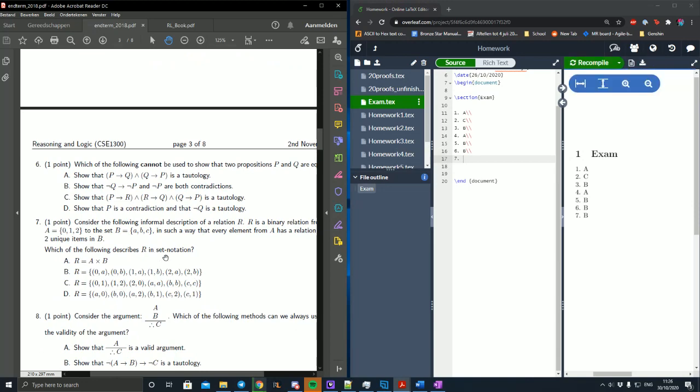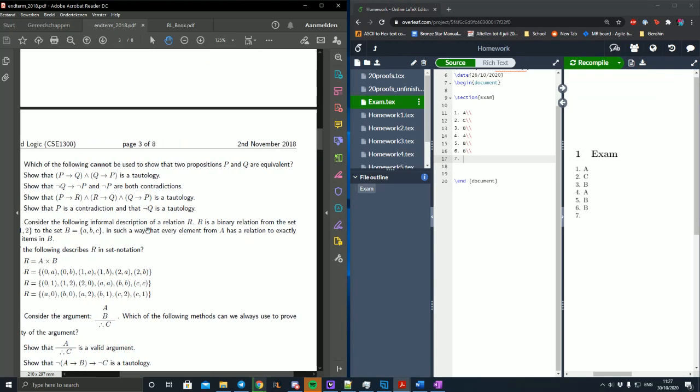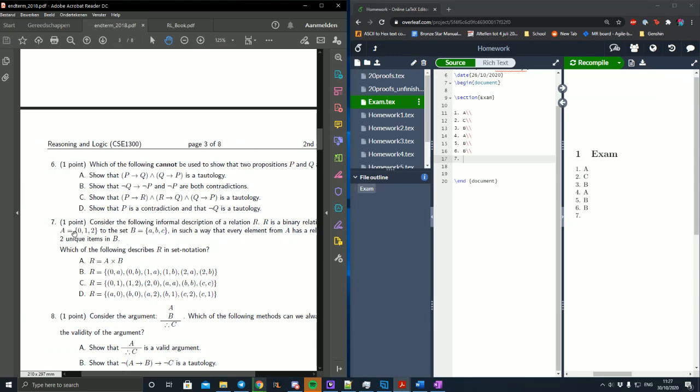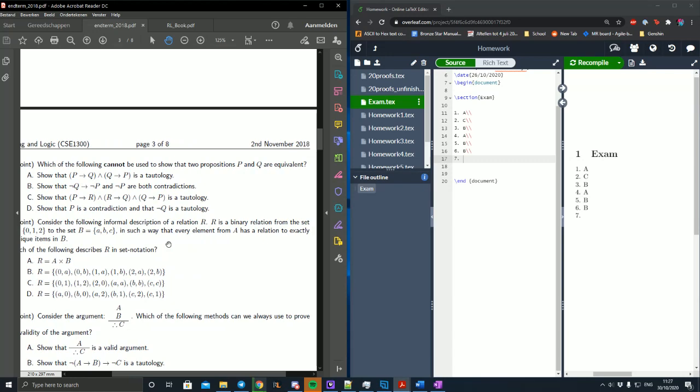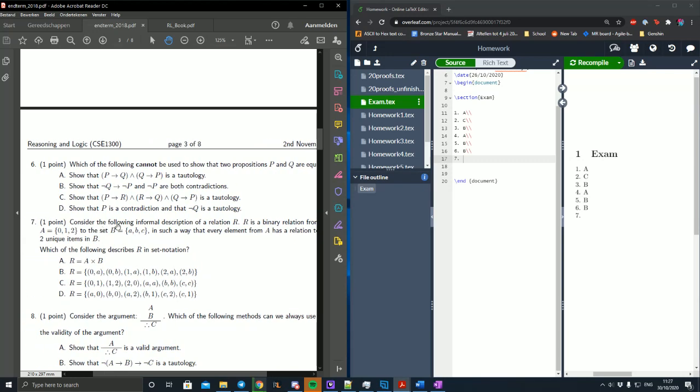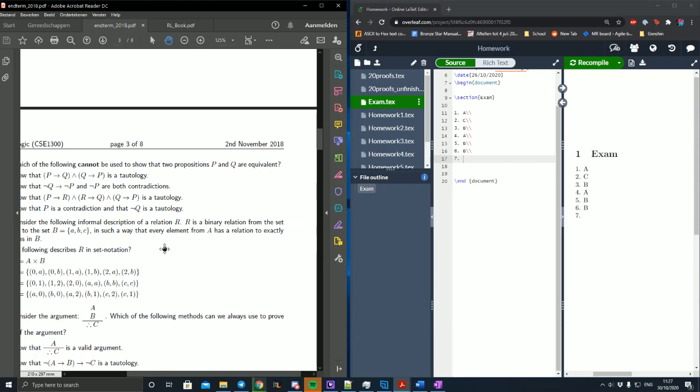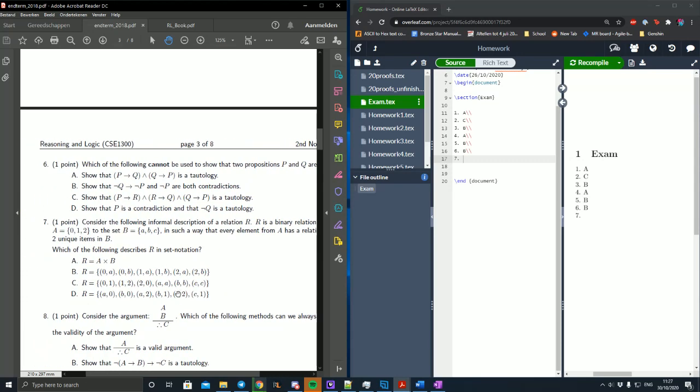Yeah, okay. Consider the following informal description of relation R. R is a binary relation from the set A to the set B in such a way that every element in A has a relation to exactly two unique elements in B. So there we would have every element in A has a unique relation with exactly two items in set B. Well, I think the answer is D, because this is not true in any way.